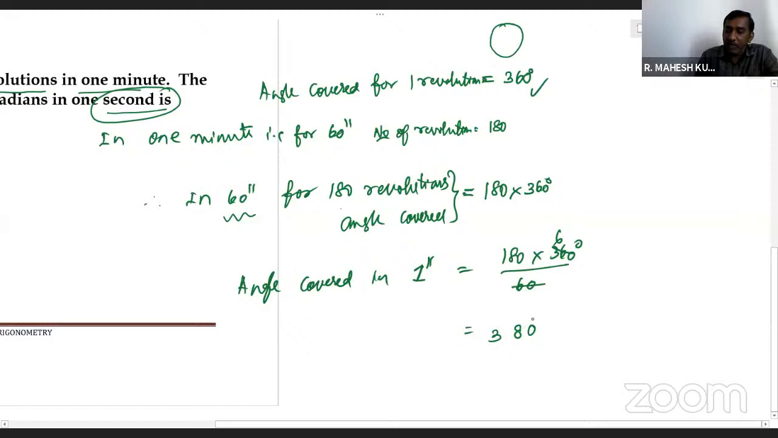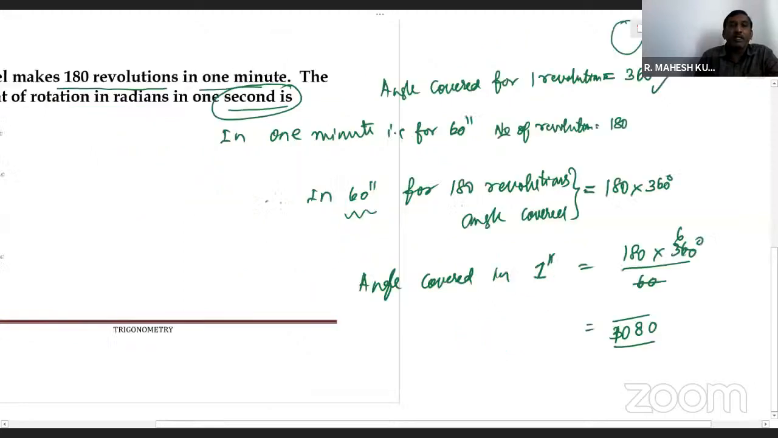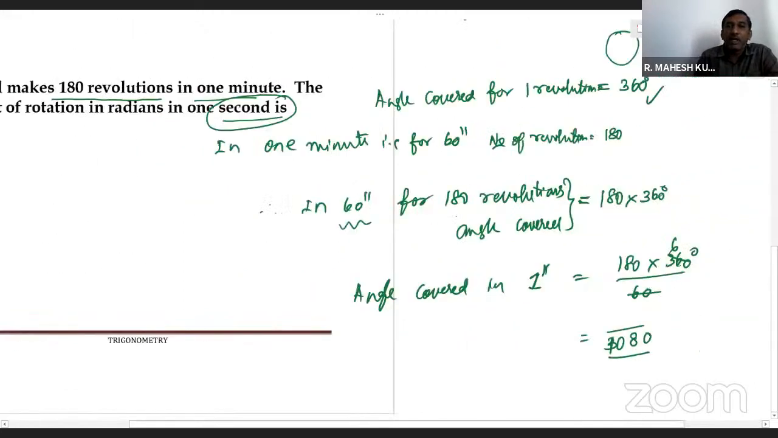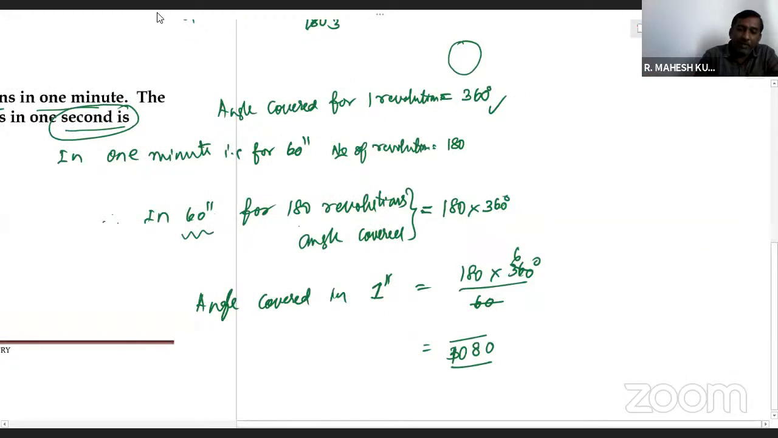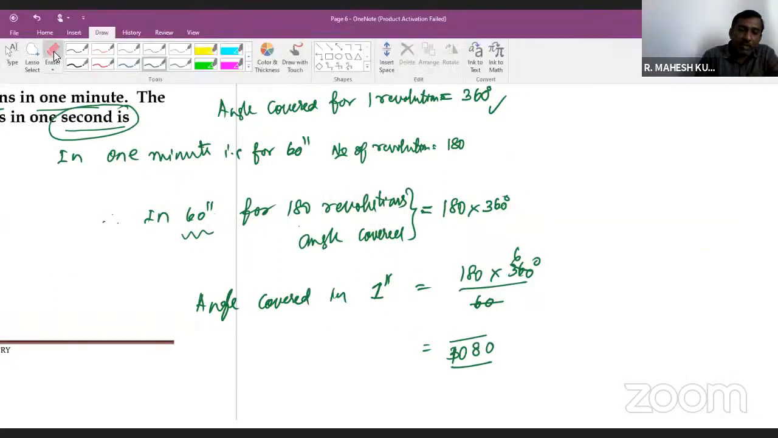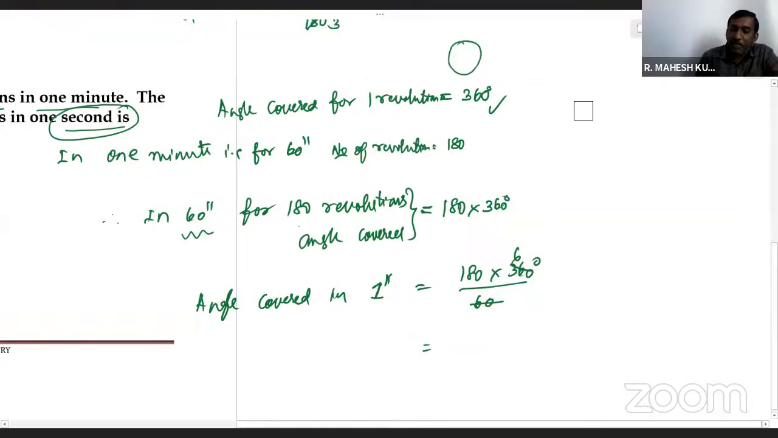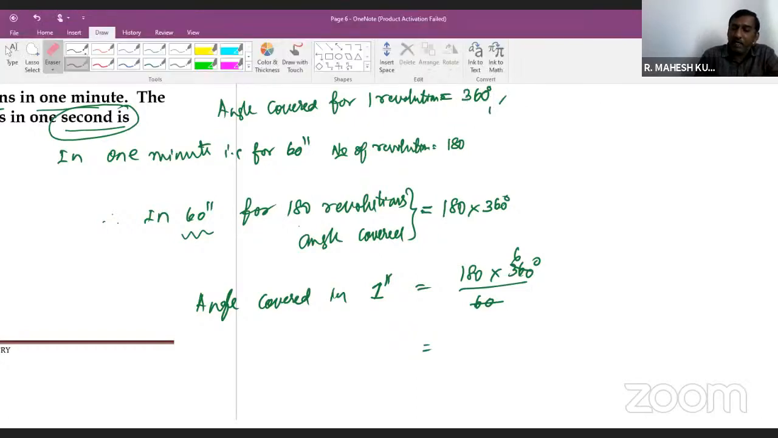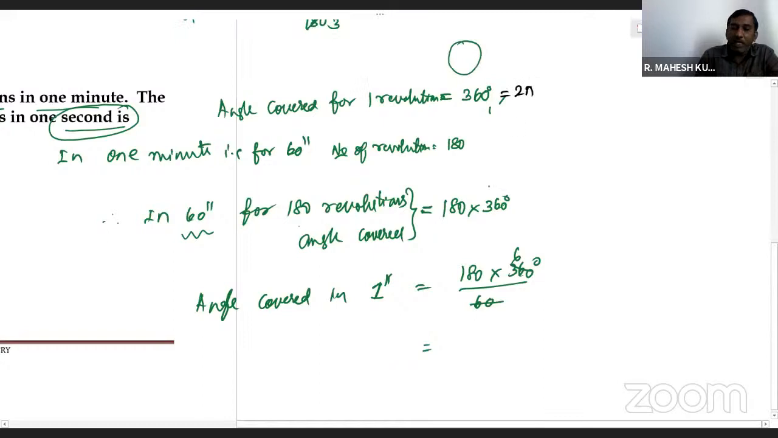Convert this into radian. 180 into 6 degrees you get, right? So 0, 48, 6 plus 4, you are going to get 1080 degrees. 1080 is coming. So if you convert that into radian, see how much comes. Look, don't convert to radian that way. 360 degrees, you can write this as 2 pi radian. This is 2 pi radian, right?